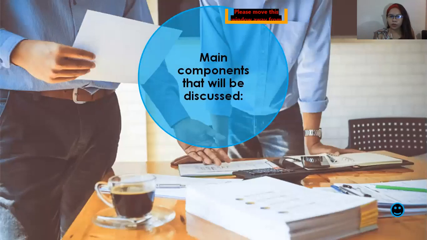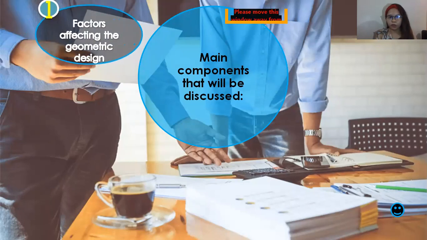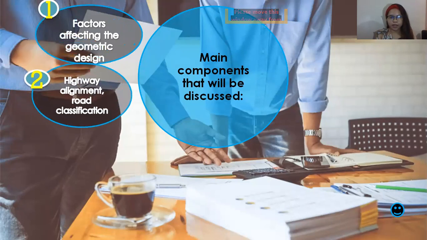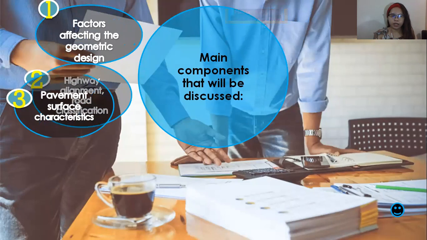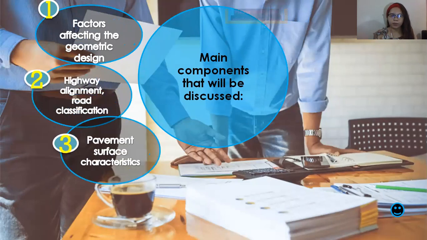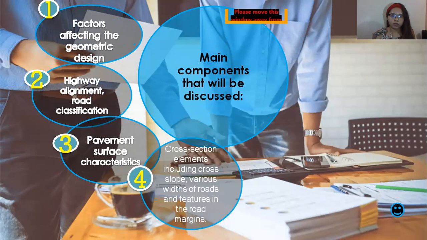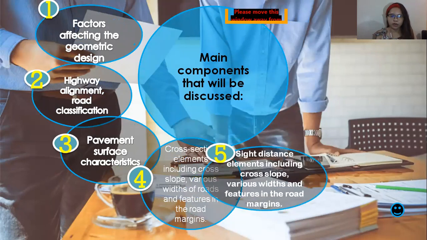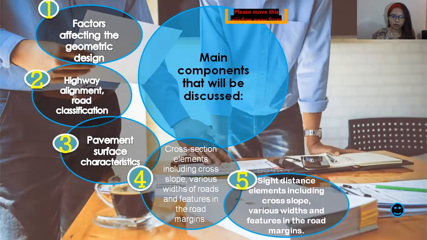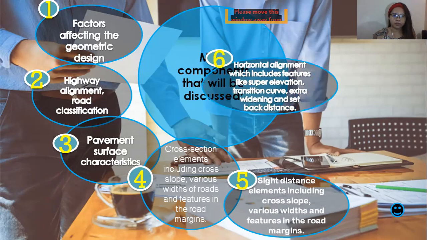Next, the main components that will be discussed include: Number 1, factors affecting the geometric design. Second, highway alignment, road classification. Third, pavement surface characteristics. Fourth, cross-section elements including cross-slope, various widths of roads and features in road margins. Fifth, sight distance elements including cross-slope, various widths and features in the road margins.